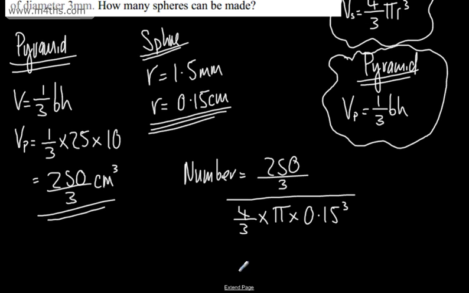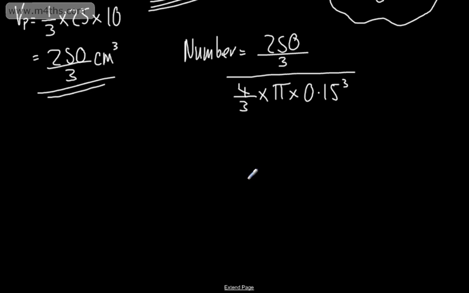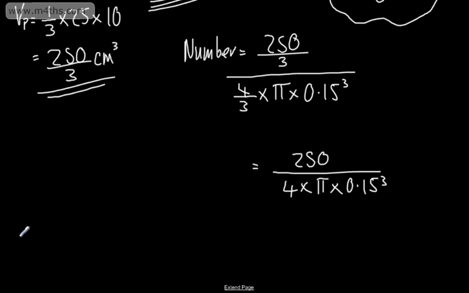So all we need to do is put this through a calculator. If you like, you can tidy this up slightly, as we've got divided by 3 in both the numerator and the denominator. You certainly don't have to do this, but this is the equivalent of saying 4 times by pi times by 0.15 cubed. You don't have to do that, you can put the fractions in. So let's go ahead and do that in the calculator.